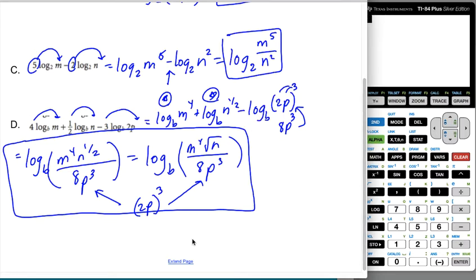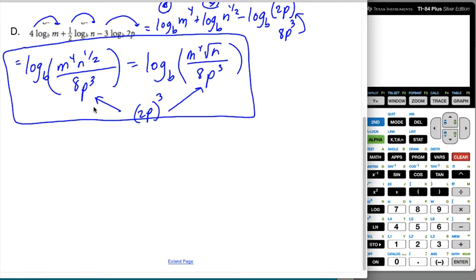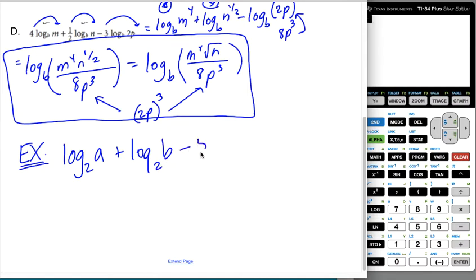Now, there's always somebody, and let's just do a quick little side note for a sec, right? There's always somebody who says, okay, but what if I pulled the negative up with the 2p? So let's do another fake example really quickly. What if I gave you the log, let's say log base 2 of a plus log base 2 of b minus 5 log base 2 of c? The trick here is that I only yank up the 5. So this is the way that I've been doing it. I only put the 5 up there, right?